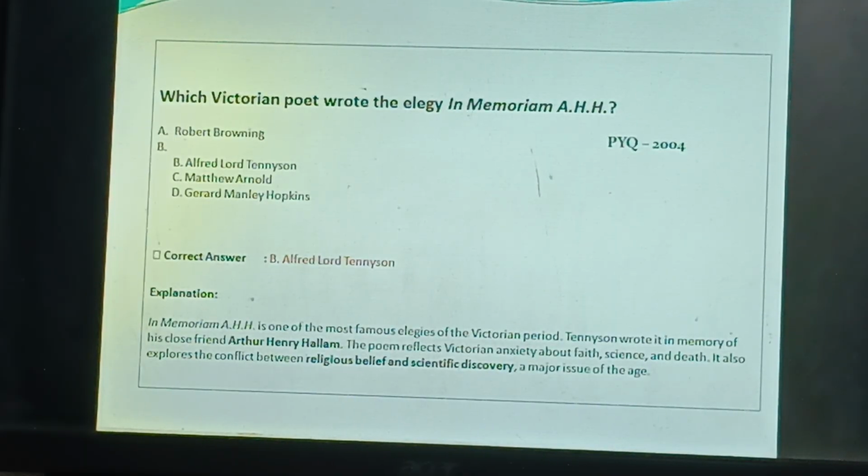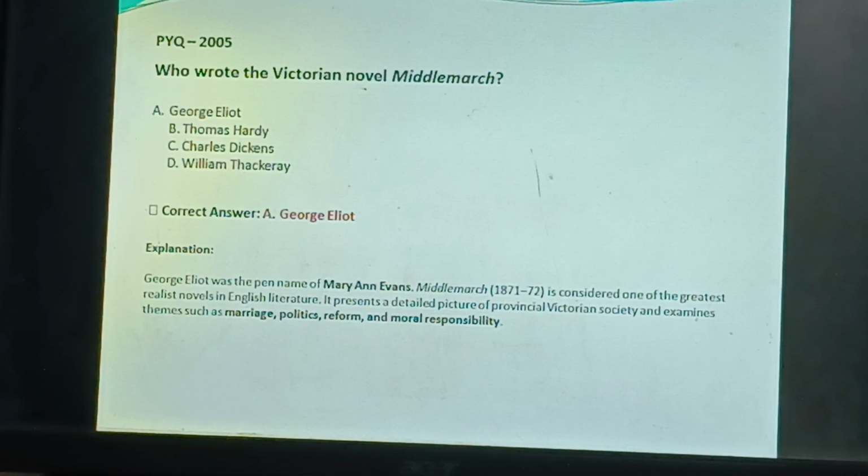Now, next question. Who wrote the Victorian novel Middlemarch? There are four options: A. George Eliot, B. Thomas Hardy, C. Charles Dickens, D. William Thackeray. The correct answer is A. George Eliot. George Eliot was the pen name of Mary Ann Evans. Middlemarch was published in 1871 and 72. It is considered one of the greatest realistic novels in English literature. It represents detailed pictures of provincial Victorian society and examines themes such as marriage, political reforms, and moral responsibilities.